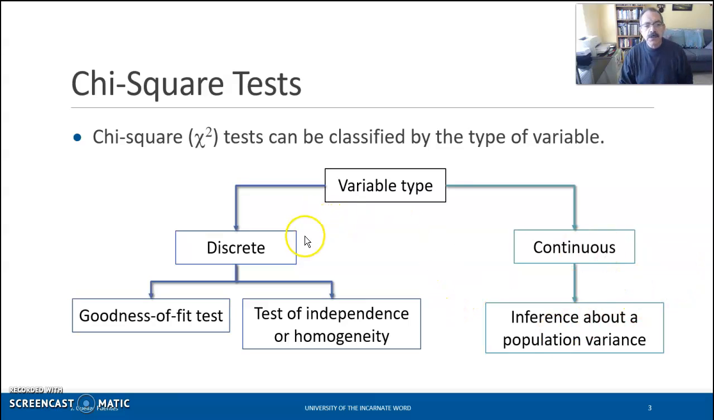So we're going to discuss first the discrete types. We're going to start with the goodness of fit test. Once we learn to do that, then we're going to learn to first distinguish between independence and homogeneity tests, and then perform each of these tests. And then at the end of this module, we'll deal with a continuous variable, and we'll learn to test a hypothesis about a population variance and construct a confidence interval for a single population variance.